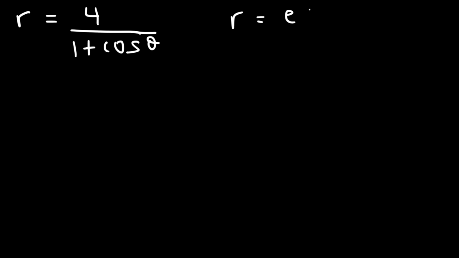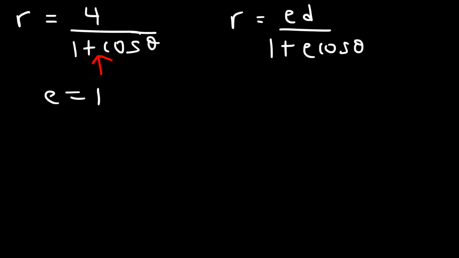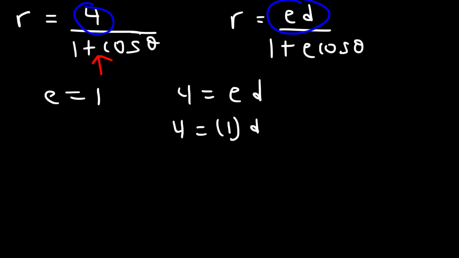Let's move on to our next example. So let's say that r is 4 divided by 1 plus cosine theta. Go ahead and sketch the graph of this equation. So it's in the form ed divided by 1 plus e cosine theta. So we already have a 1, which is good. Therefore, the number in front of cosine is e. Since we don't see a number there, it's a 1. So e is 1. Now, e times d is 4. And since e is 1, that means d is equal to 4.